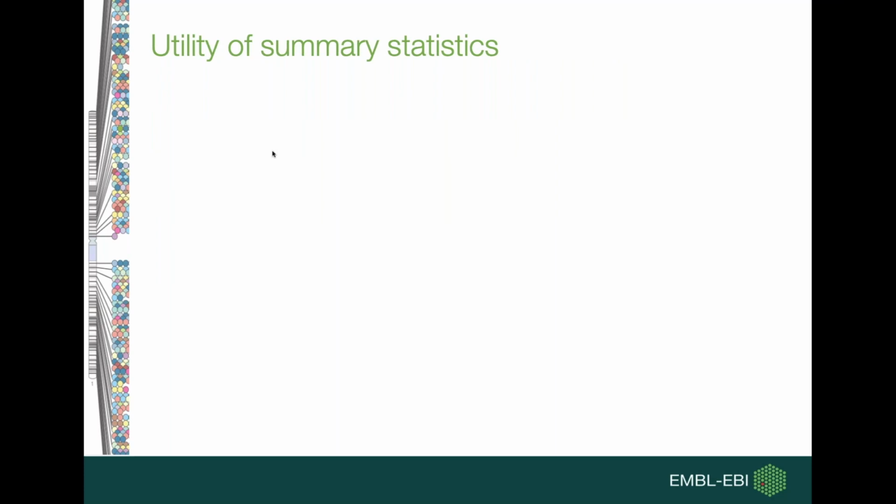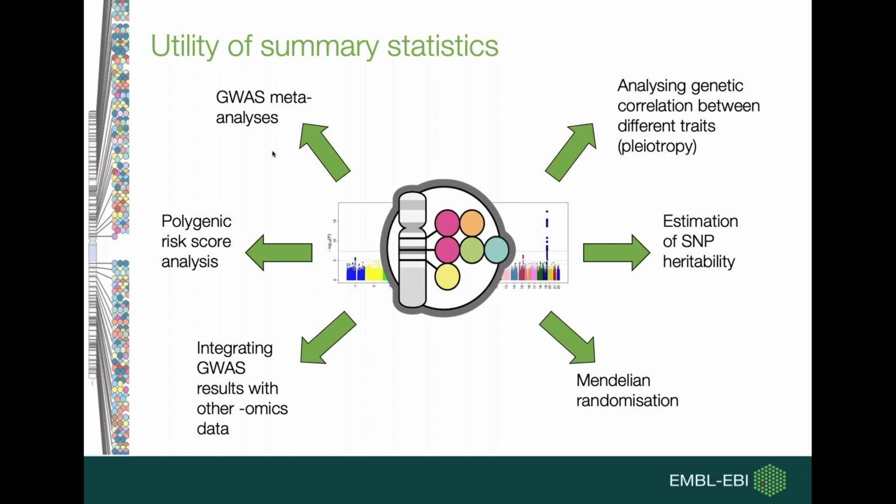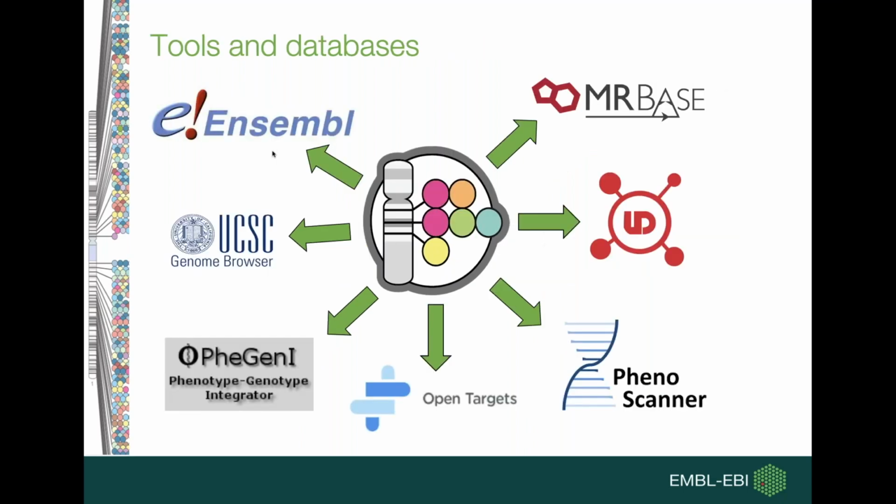In terms of the summary statistics repository, the increased availability of summary statistics has massively expanded the utility of the GWAS catalogue in downstream analysis. So summary statistics are used in things like GWAS meta-analyses, polygenic score analysis, integration with other omics data, and Mendelian randomization, among other uses. GWAS catalogue data is also incorporated into many other tools and databases. So even if you're not using the GWAS catalogue directly, it's useful to understand where the data comes from and how we structure it, because you will see it in all these other resources.